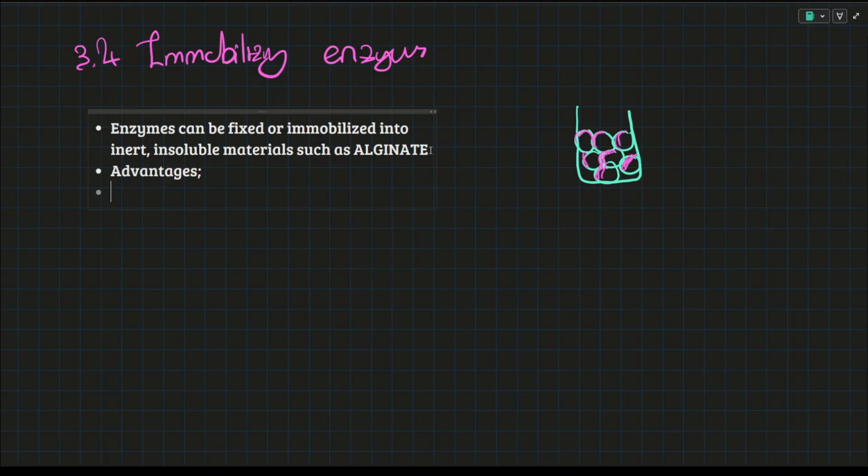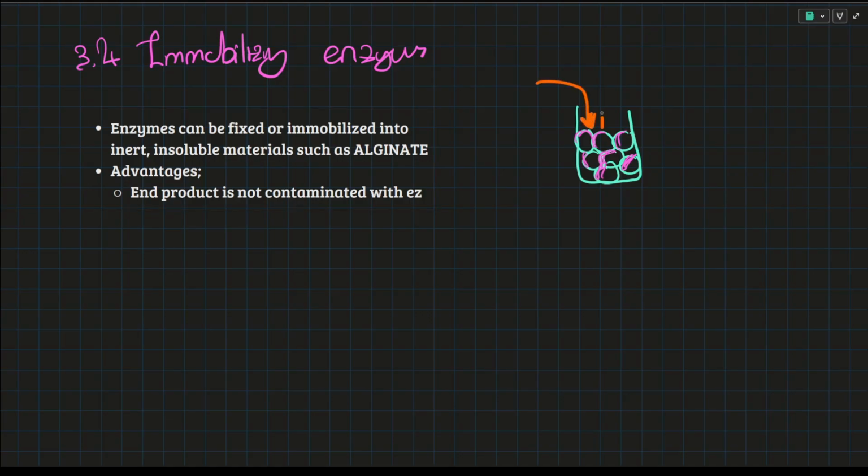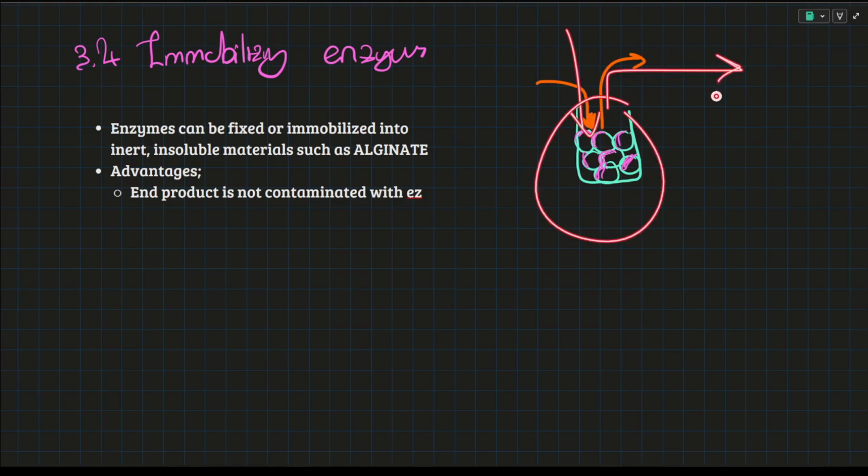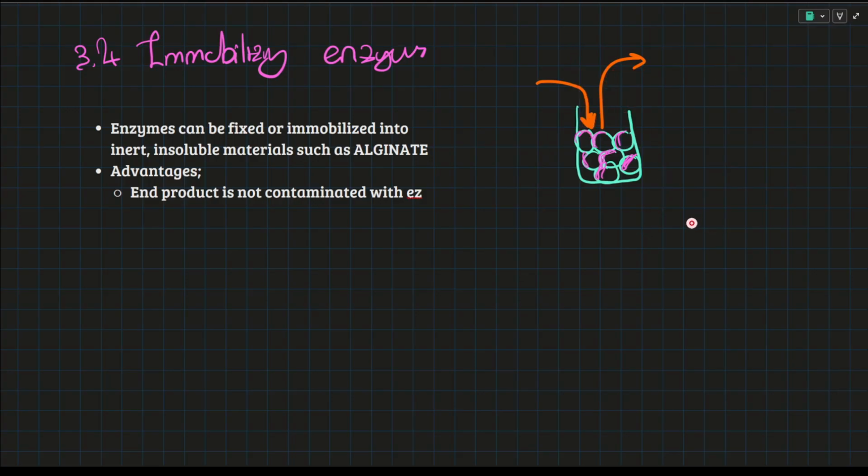Now, why do we do this? We have some advantages. End product is not contaminated with the enzyme. Meaning, if I put something into here and the products are formed and I filter it out, enzymes will still be immobilized on the alginate beads. Enzymes will not be removed. If I, on the other hand, put free enzymes, when I take the product out, those free enzymes will also come to me. I don't want that. Here, the end product is not contaminated with the enzymes.